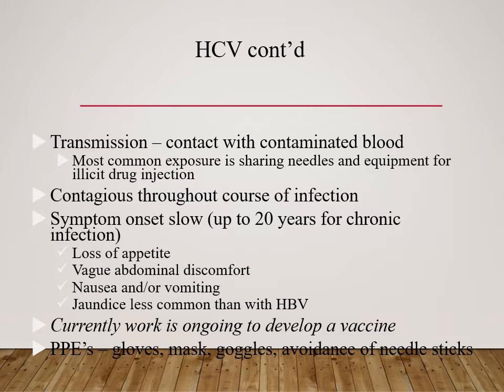The most common exposure is sharing needles and equipment for illicit drug use. Contagion lasts throughout your course of infection. Symptom onset is slow, up to 20 years from the current infection. Symptoms include loss of appetite, vague abdominal discomfort, nausea, vomiting, and jaundice, less common than with hepatitis B. Currently, work is ongoing to develop a vaccine. PPE should include gloves, mask, goggles, and avoidance of needle sticks.